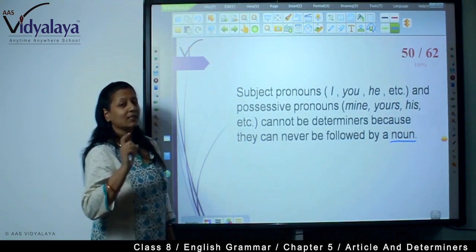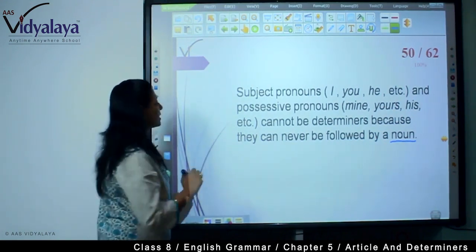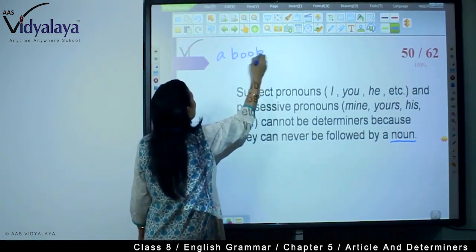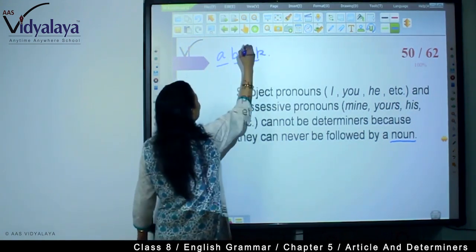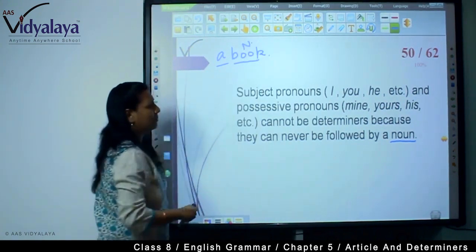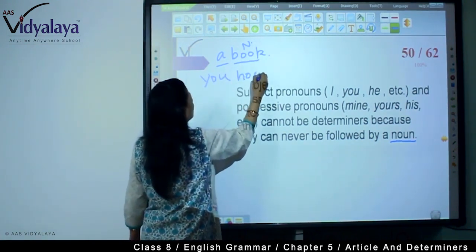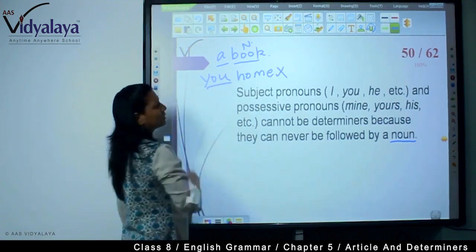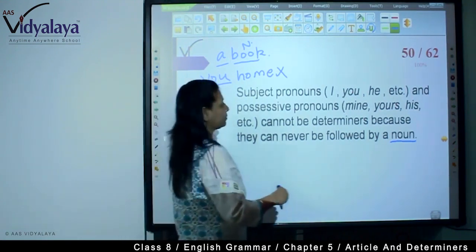Always remember, the pronoun determiners are always followed by a noun, right? For example, a book. So, a is a determiner, because book is a noun. But you, home, we do not write. So, you is not a determiner. These are all subject pronouns.